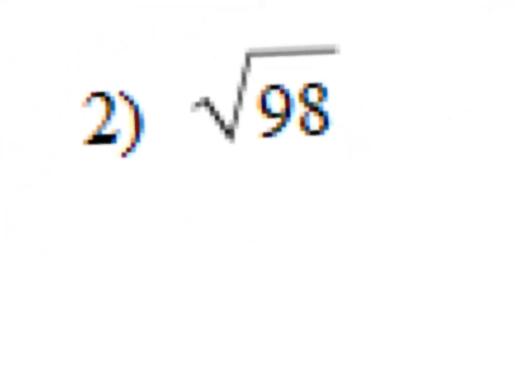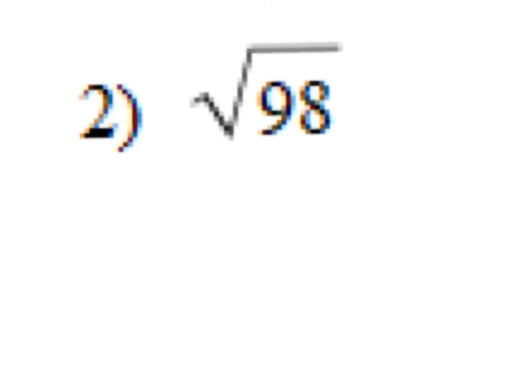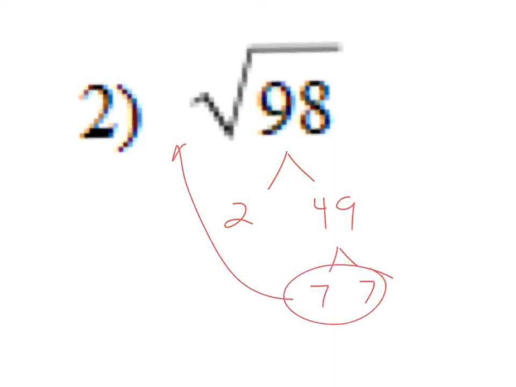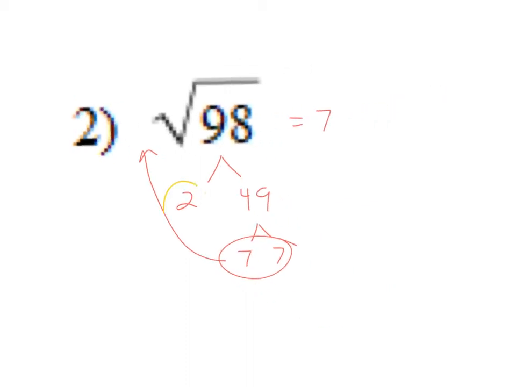Okay, number 2. All right, we're going to go ahead and break down 98. So I'm going to take it and divide it by 2 and get 49. 49 breaks to 7 times 7. So the 7s pair up and move out. So I have a pair of 7s on the outside. And then I have this poor little 2 left over on the inside. So 7 root 2 is my answer. Again, don't try to use numbers you've already broken down.